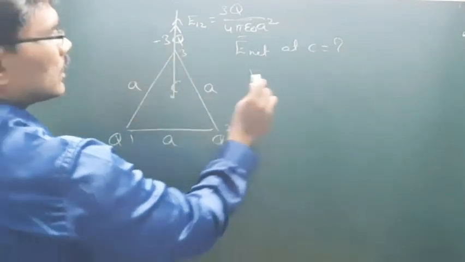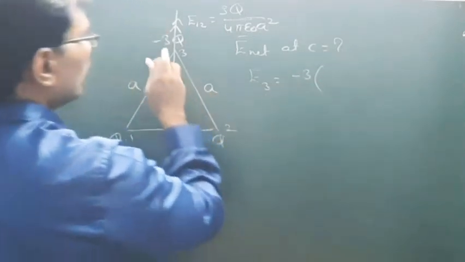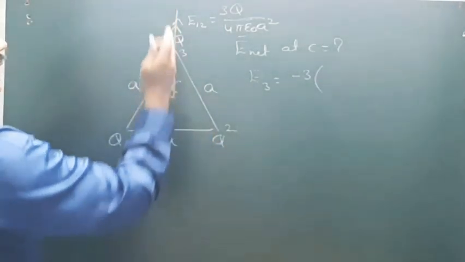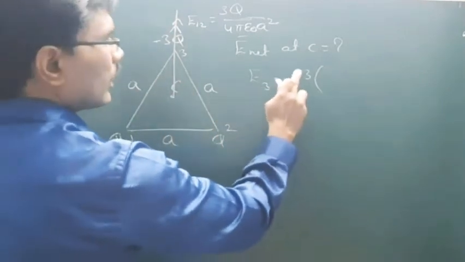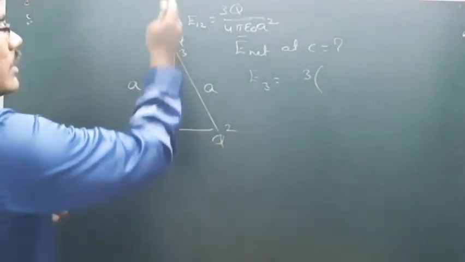Now the field due to the third charge is nothing but here, minus of 3 times. The negative sign I am indicating is that the electric field is upside. So again, no need to take it, because the field is attractive for a negative charge. That means it is upside.